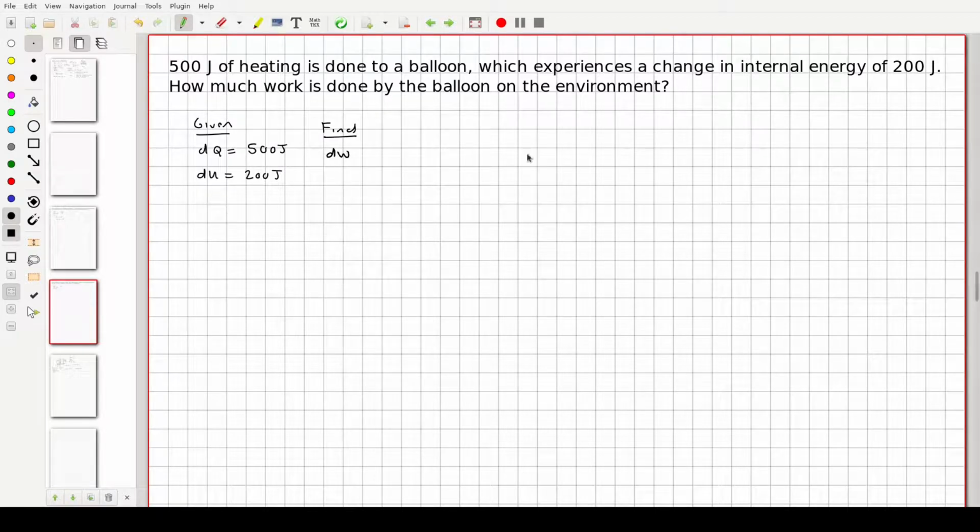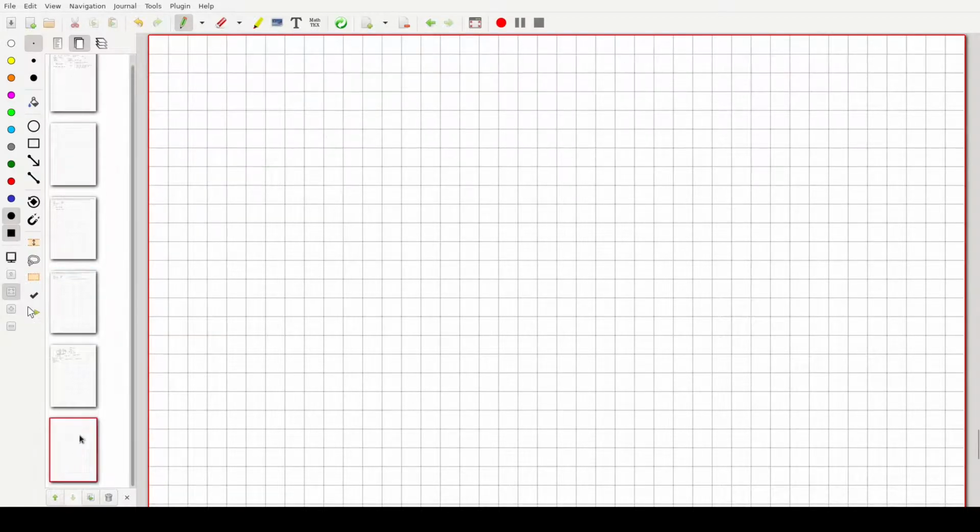dW. So dQ is equal to dU plus dW. And in this case, dW is just equal to dQ minus dU. dQ is 500 joules. dU is 200 joules. The difference between the two is 300. So how much work is being done? 300 joules. Okay?